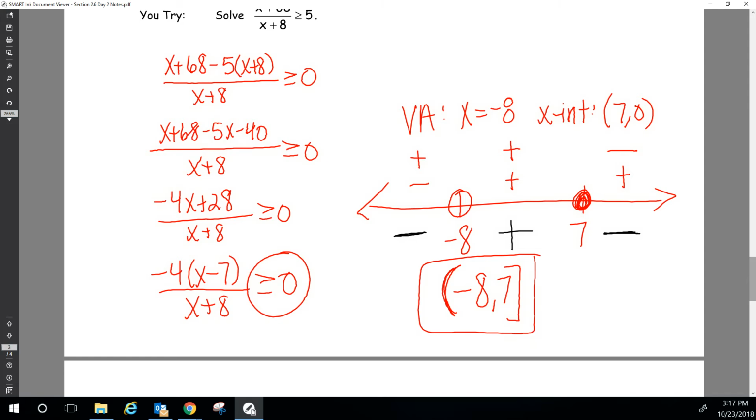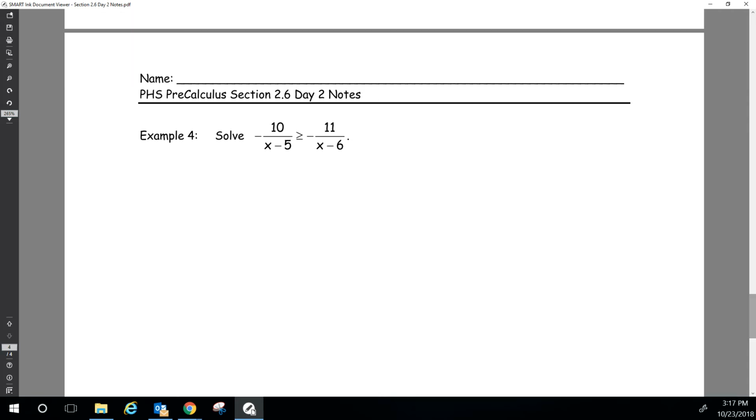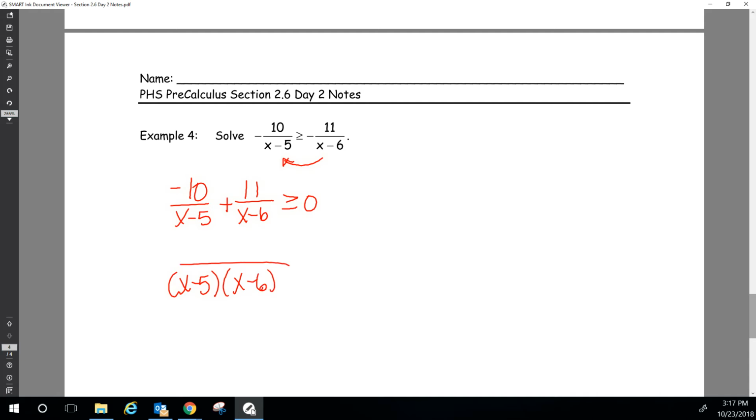All right, moving on to our last example, and arguably one of the harder ones. Still go through the same steps. I need to move this guy over to the other side. So I get negative 10 over x minus 5 plus 11 over x minus 6 is greater than or equal to 0. My common denominator for these two fractions is x minus 5 times x minus 6.